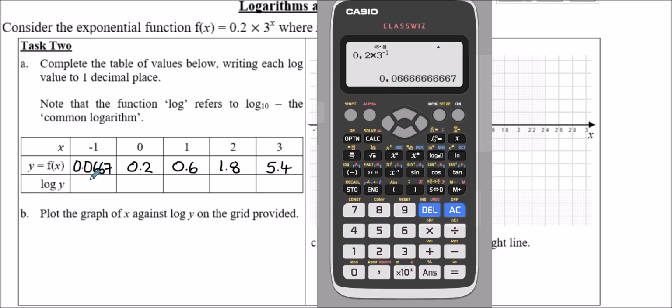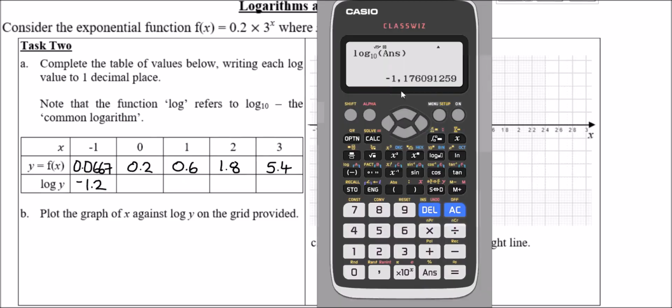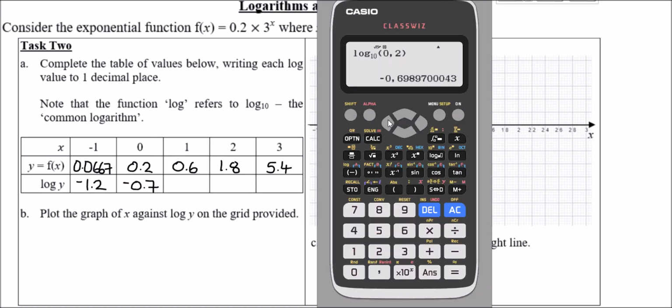So here, let's take the log of each one of these. The first one, log base 10, the answer I stored in the calculator was minus 1.17. So to one decimal place, that's minus 1.2. Then log of 0.2, I get to one decimal place minus 0.7. Log of 0.6 gives me minus 0.2.